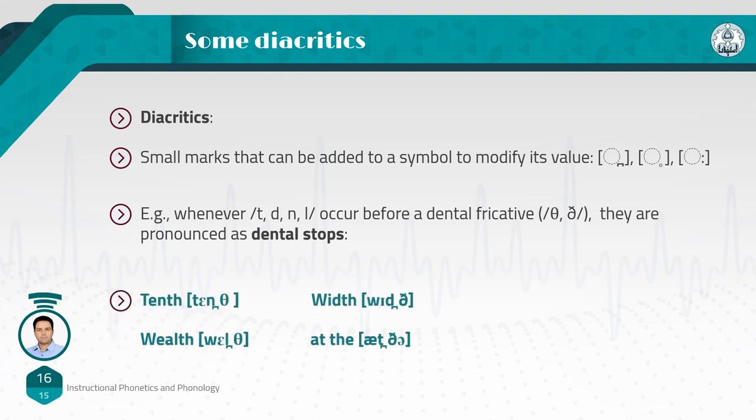As in, for example, tenth. Here, the pronunciation of the n is different. Tenth, it is dental. Or wealth. Or width. And at the. At the. As you can see, we use a small mark below these sounds in order to show that they are dental.